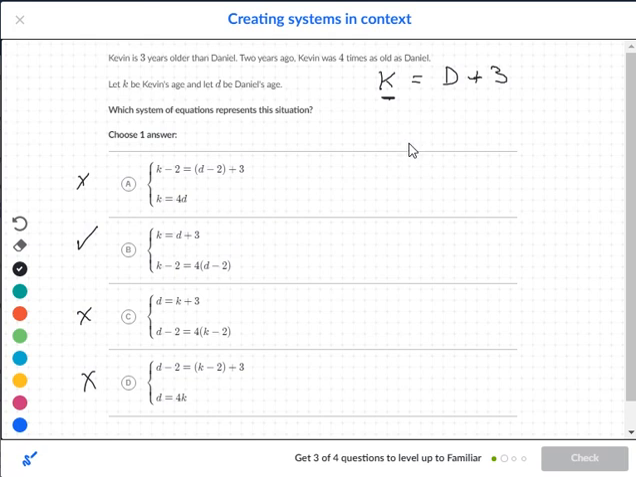Now it says 2 years ago Kevin was 4 times as old as Daniel. So 2 years ago we have Kevin was 4 times as old as Daniel. So right here, the best choice, again looking back at B, 2 years ago that would be a minus. So we'd say K minus 2, and then D minus 2, because you want to go back 2 years, so we're going to subtract 2 years from each one of their ages. Again, we know that Daniel is younger, so we're going to multiply Daniel by 4. So again, the best choice for that one would also be B.